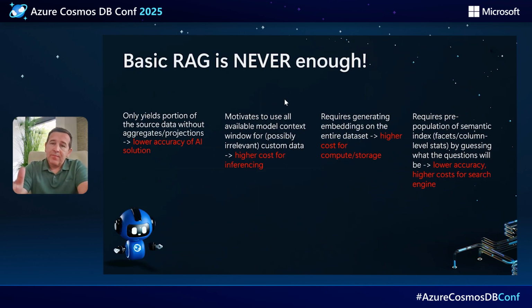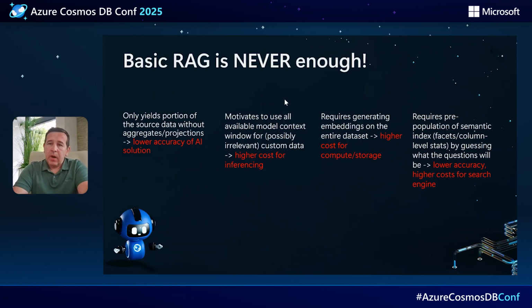It requires generating embeddings on the entire dataset, and that's simply not feasible. Some of our customers store petabytes of data in Cosmos DB or some other operational databases, and therefore it's just impossible to generate embeddings for all of them. Believe it or not, embeddings are actually larger than the average record stored in those databases.